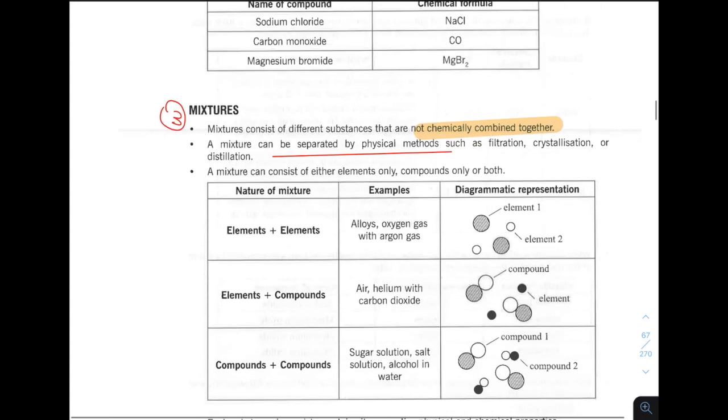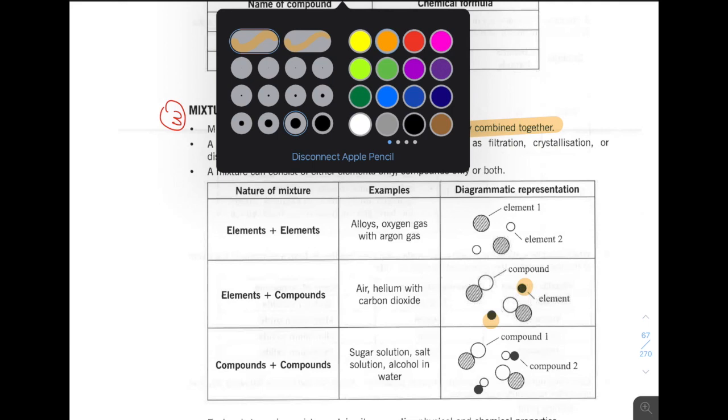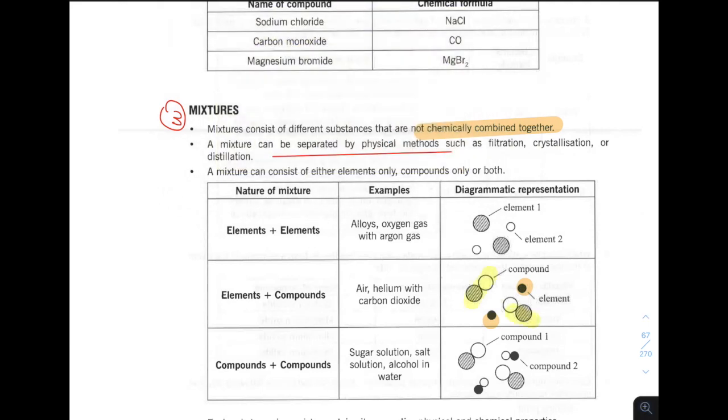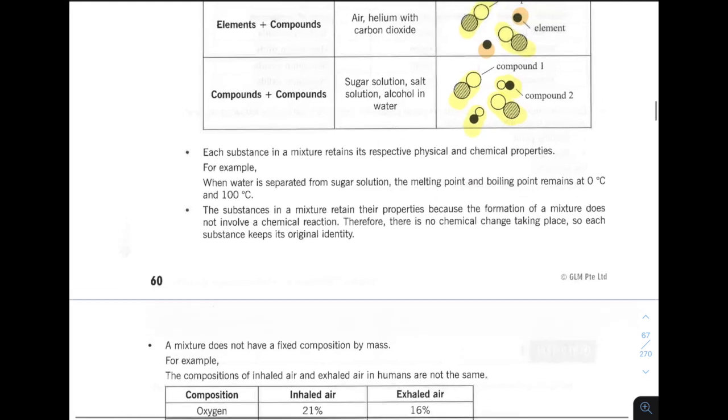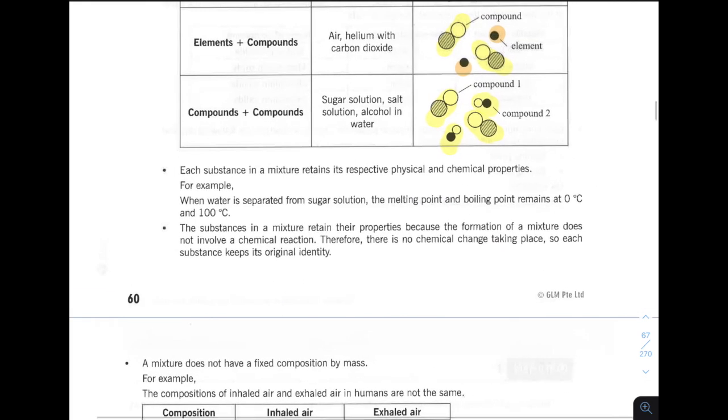Okay, and so we are able to have three different variations of it. You have mixtures of elements where you have two or more different elements that are together. You can have a mixture of elements and compounds. For example, these are your mixture, and the one in yellow is your compound. So again, you can also have a compound. Okay, so these are the things that you may want to take note of, and that each of the substances in a mixture will retain its physical and chemical properties.